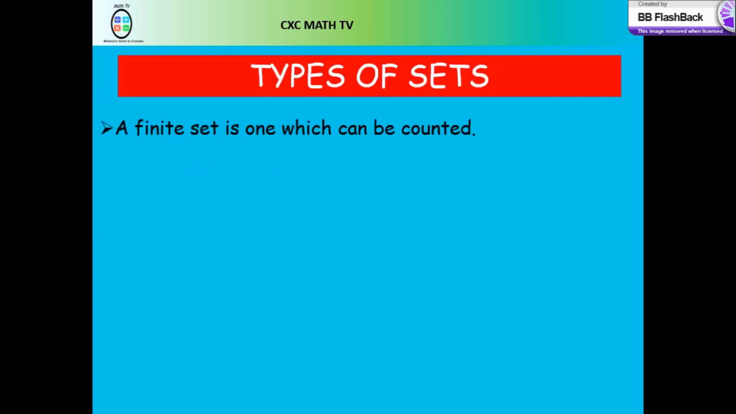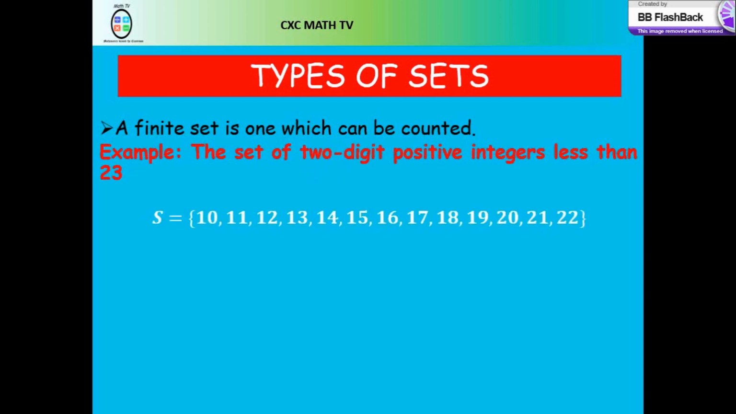Next thing now is the types of sets. You have a finite set. A finite set is one which can be counted. For example, maybe we want the set of two-digit positive integers less than 23. And you want two digits. So you're going to start from which number? Two digits. You start from 10. So it's 10, 11, 12, 13, 14, 15, 16, 17, 18, 19, 20, 21, and 22. All the two-digit numbers that are less than 23.